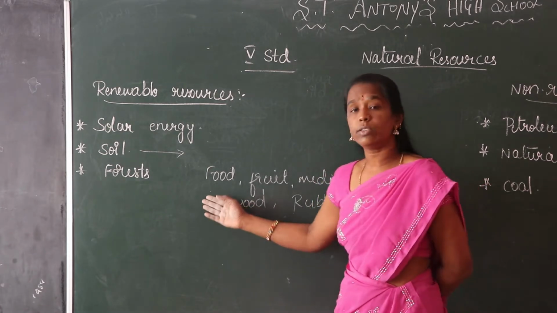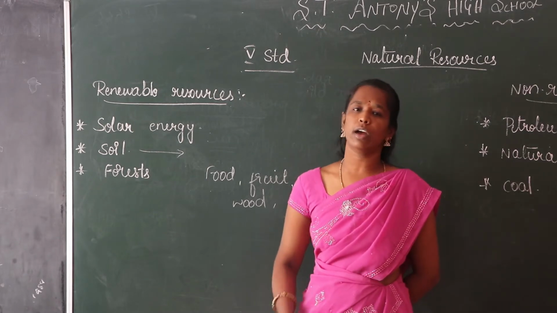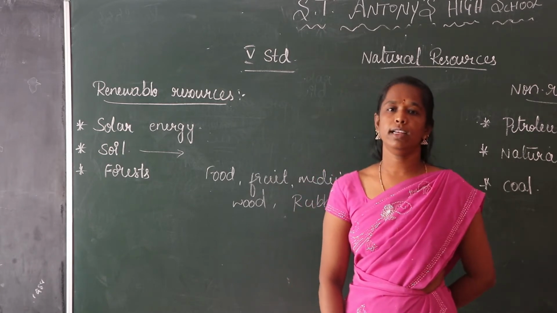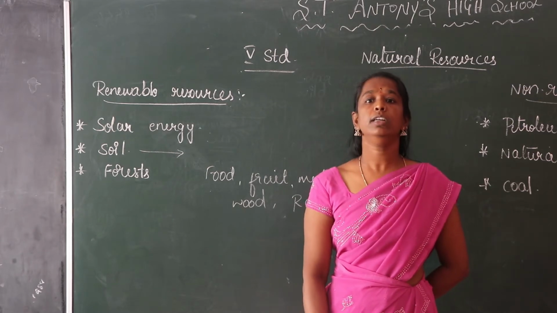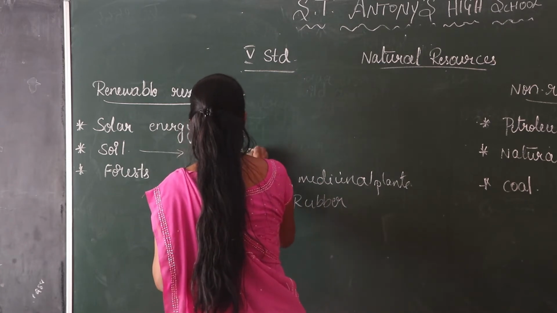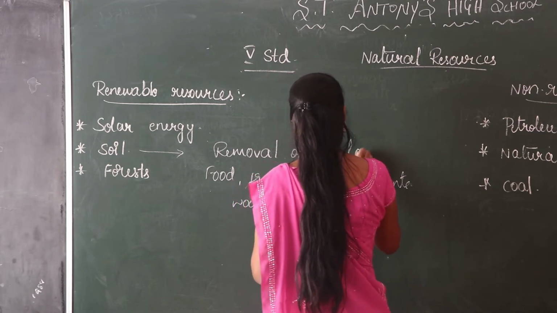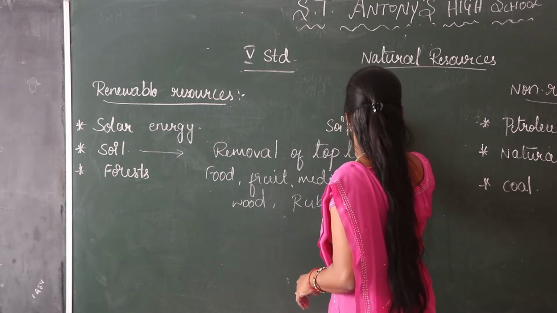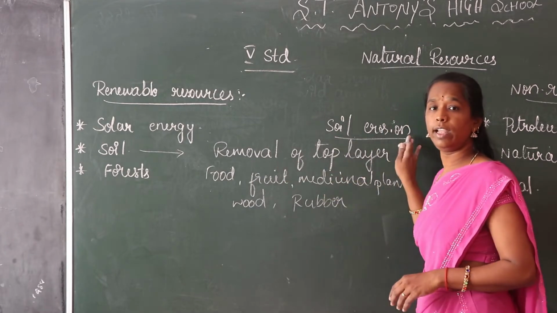So the forest is also helpful for soil conservation. What is soil conservation? You know soil erosion. The removal of the top layer of the soil is called soil erosion. The removal of the top layer where we live on the earth. No? So it conserves against soil erosion.